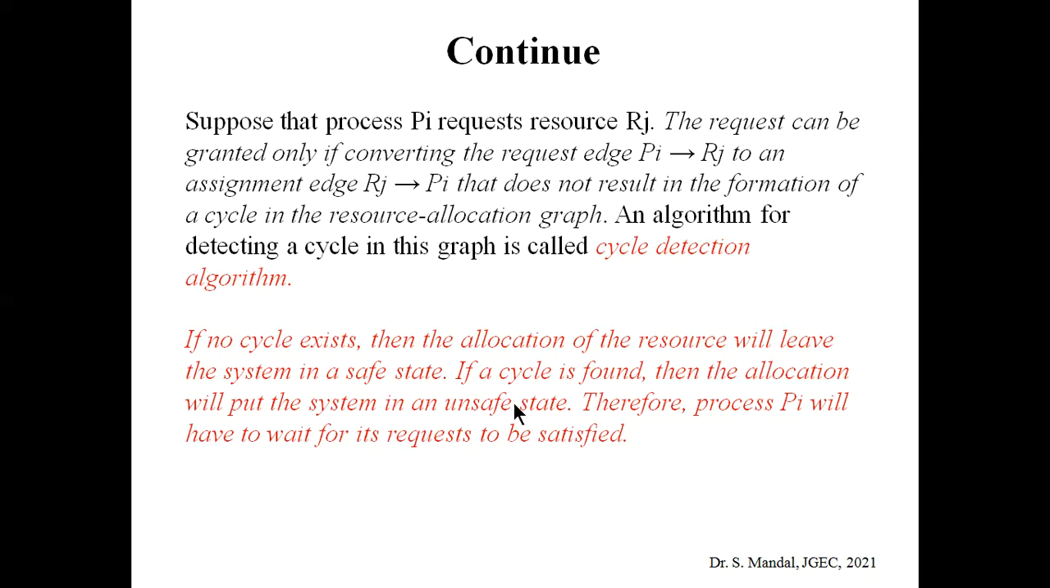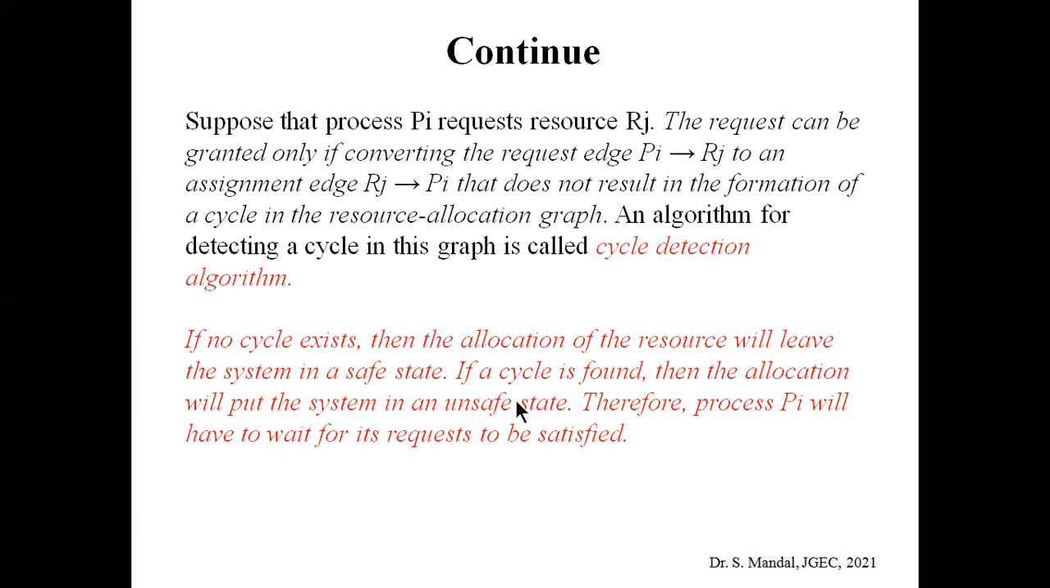But what do we need to check? Whenever there is a request, we should convert the request edge into the assignment or allocation edge from Rj to Pi direction, and check if this change will lead to the formation of a cycle in the resource allocation graph. Okay, so that means we need an algorithm to detect a cycle in the respective graph. That's why we also call it the cycle detection algorithm.